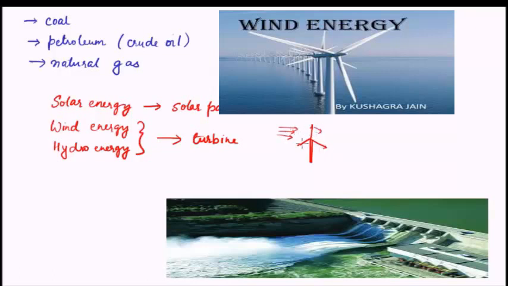This will move in this direction, and this rotation is passed on to a generator, and that rotation helps produce the electricity. Similarly, in case of hydro energy, if there is flowing water, and if we set up a turbine here, then this flowing water will revolve this turbine, and that revolution can then be utilized to produce electrical energy. This is a broad picture of how wind and hydro energy is used to produce electrical energy.